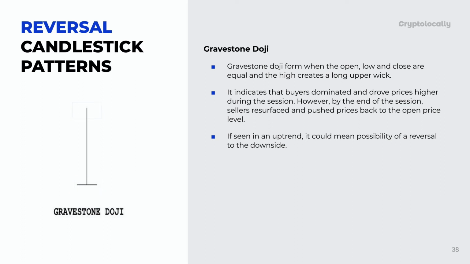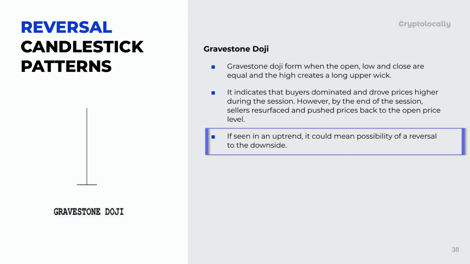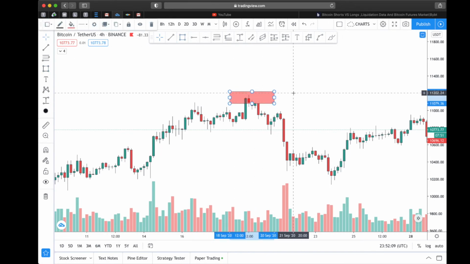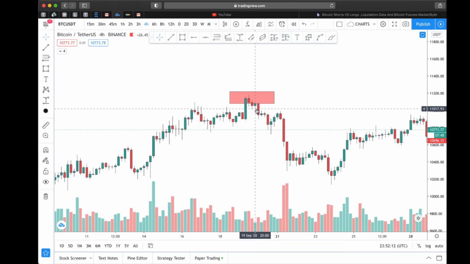Do you understand? So when you see them in an uptrend, remember this, it means that the trend is about to change to a downtrend. So when you see them at the top of a chart, so let's say you see a gravestone doji around here, it also represents a change in trend. So if you have been having an uptrend and you see a gravestone doji at resistance, it means there's going to be a change of trend soon.